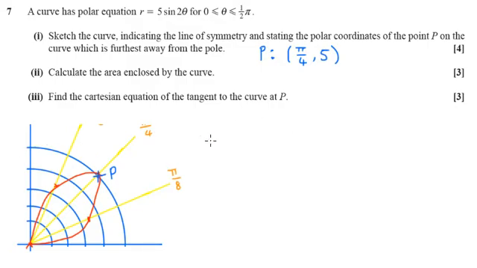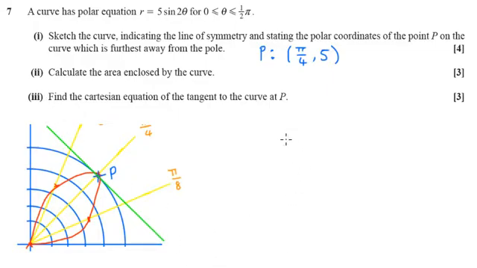Okay, part 3 is quite an unusual question. It's a nice question, I like it, but it's not straightforward, it's not obvious what to do straight away. So it says find the Cartesian equation of the tangent to the curve at P. So we've got this line that we can draw meeting P at a tangent to the curve. So we're looking for the equation of this line.